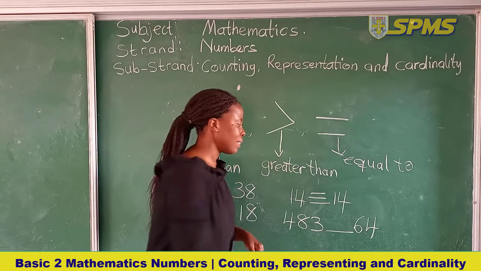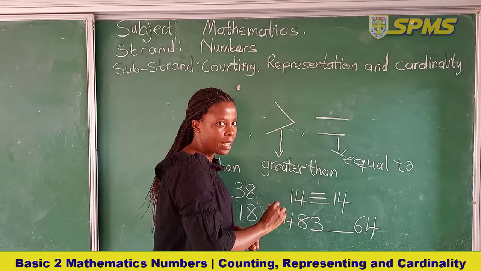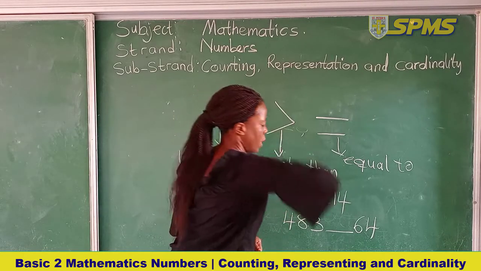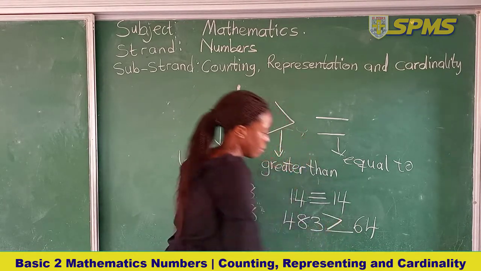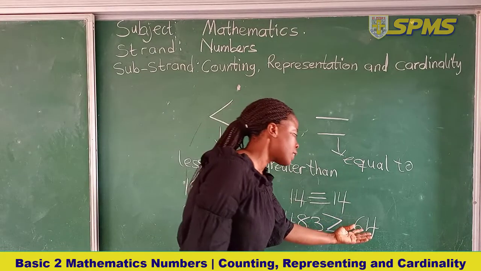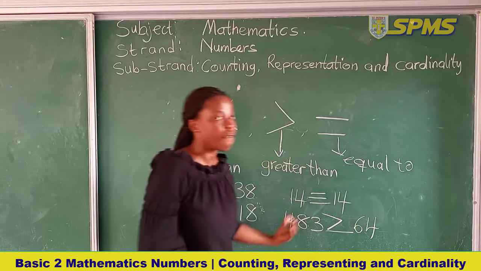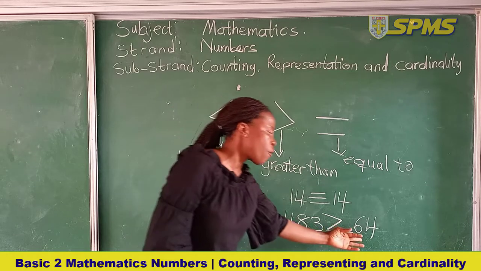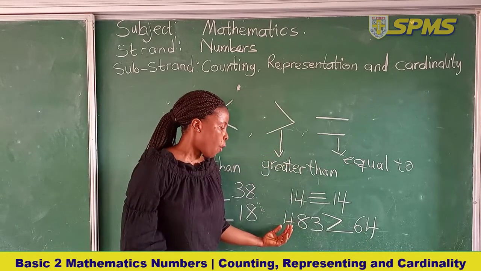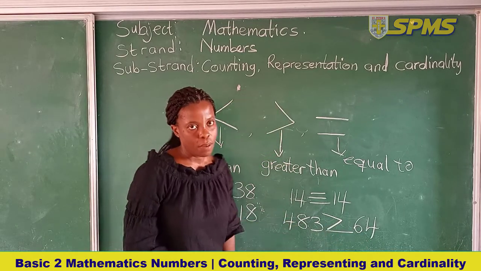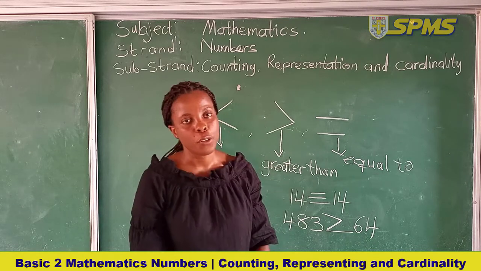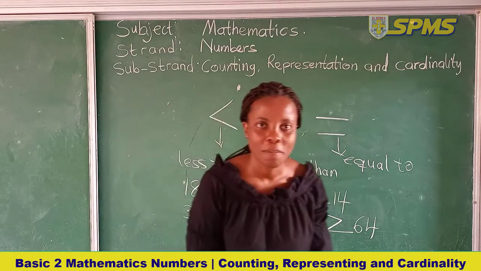So the first number is greater than the second number, what symbol will you put there? Greater than. How do you put a greater than sign there? Right hand, turning this way. Greater than. If the 64 were to come first, you will say 64 is less than 483. Hope we have followed up to this stage.